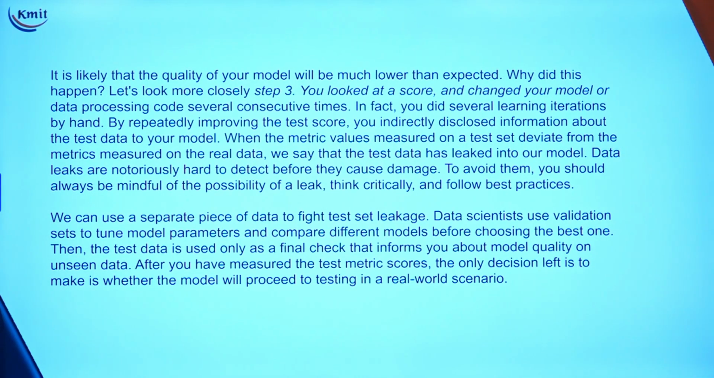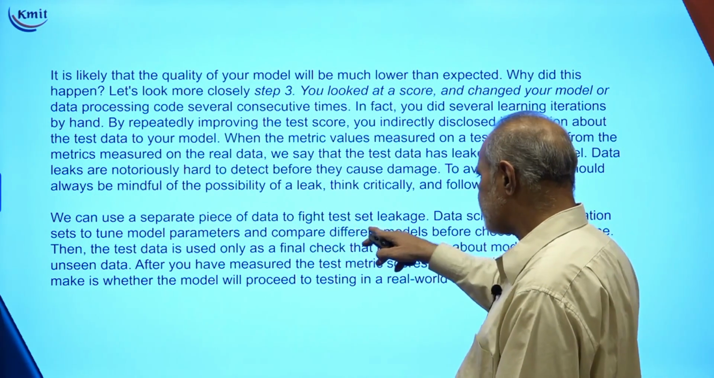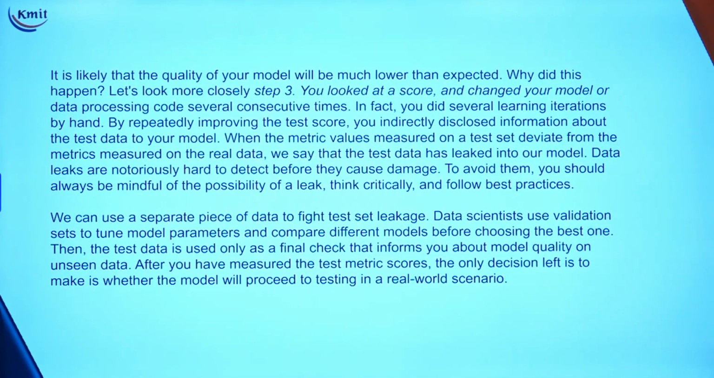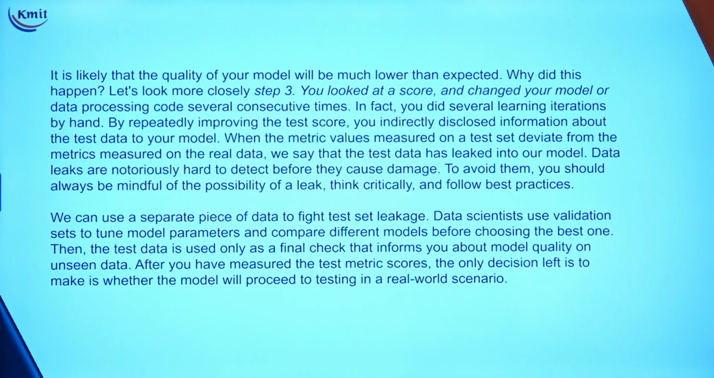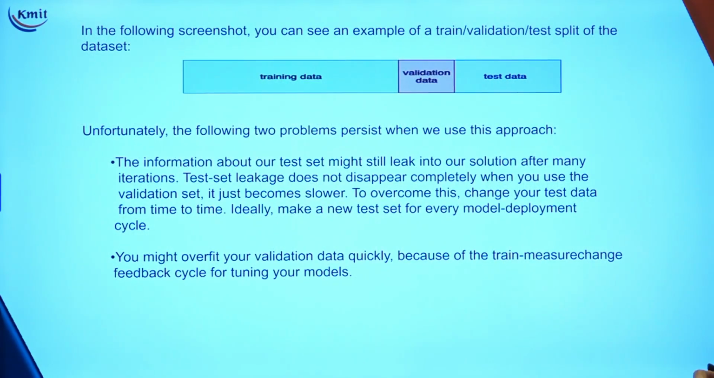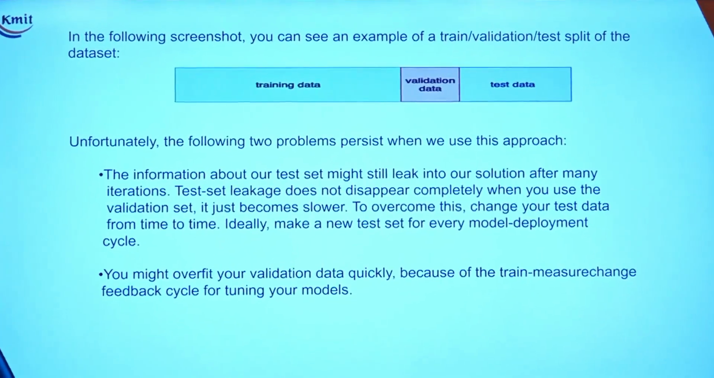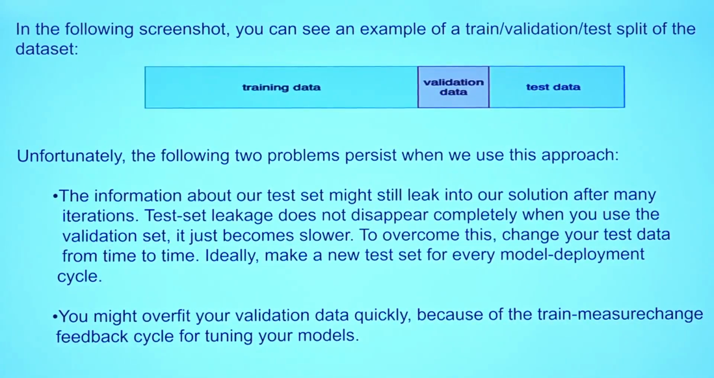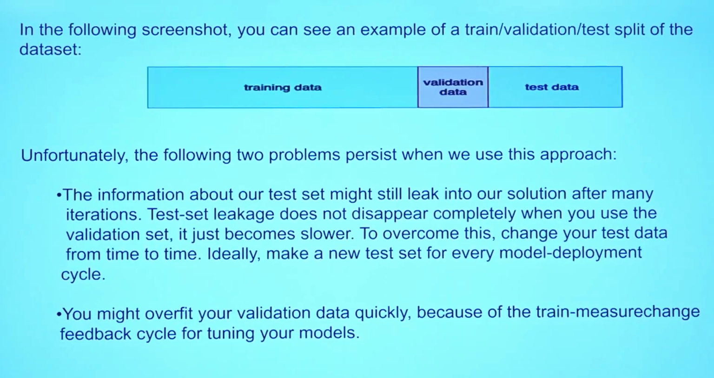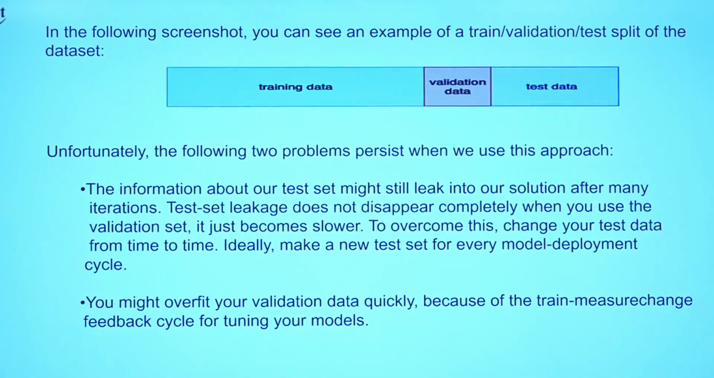We can use a separate piece of data to fight test set leakage. Data scientists use a validation set. So what I am going to do is split the data set into three parts: training, validation and test. The training data is what I train the model on. The validation data is like a dry run for my model, and the test data is also used for validating.